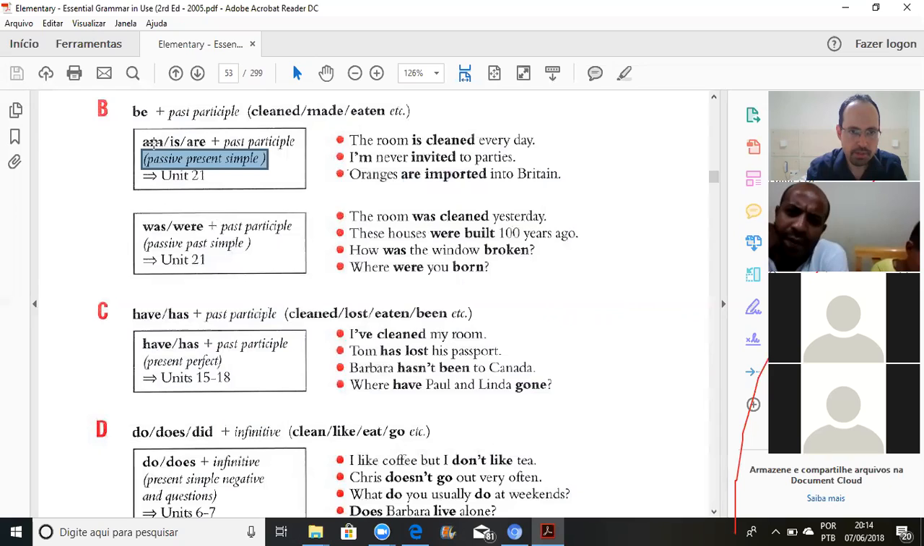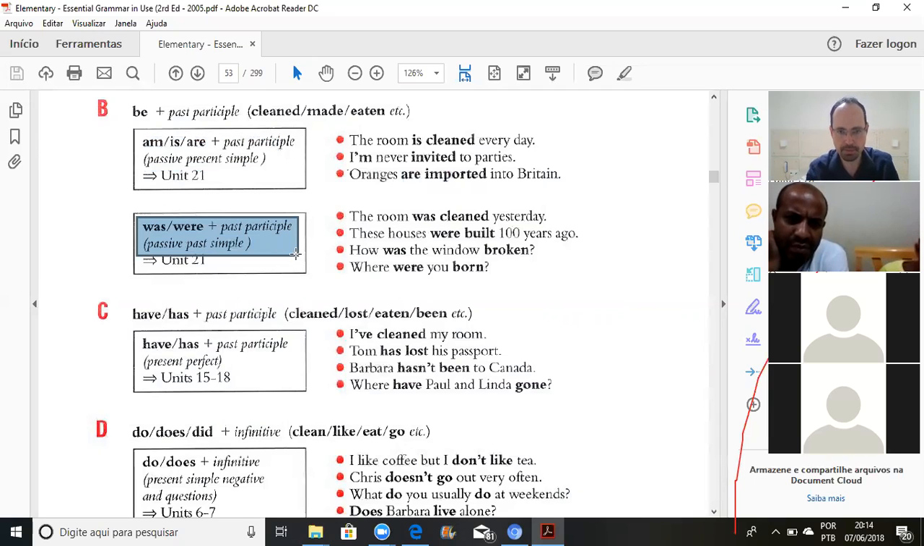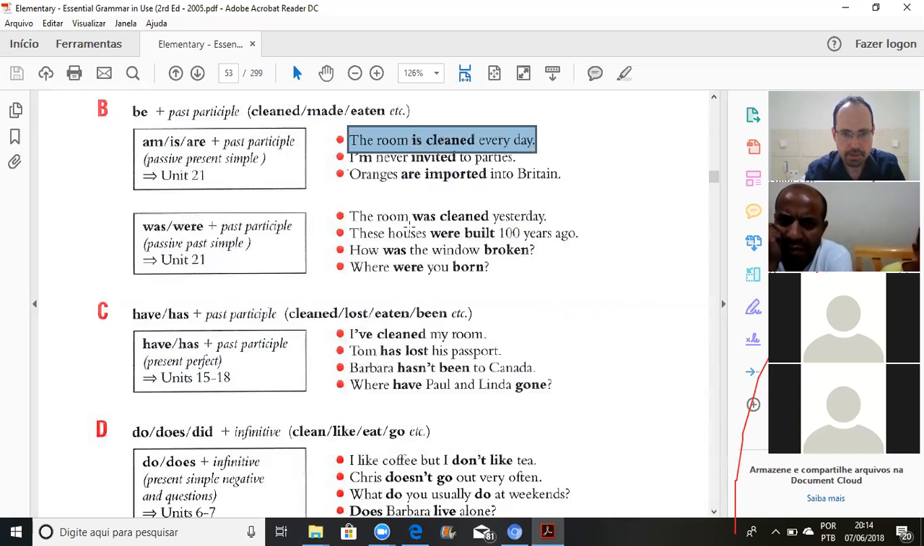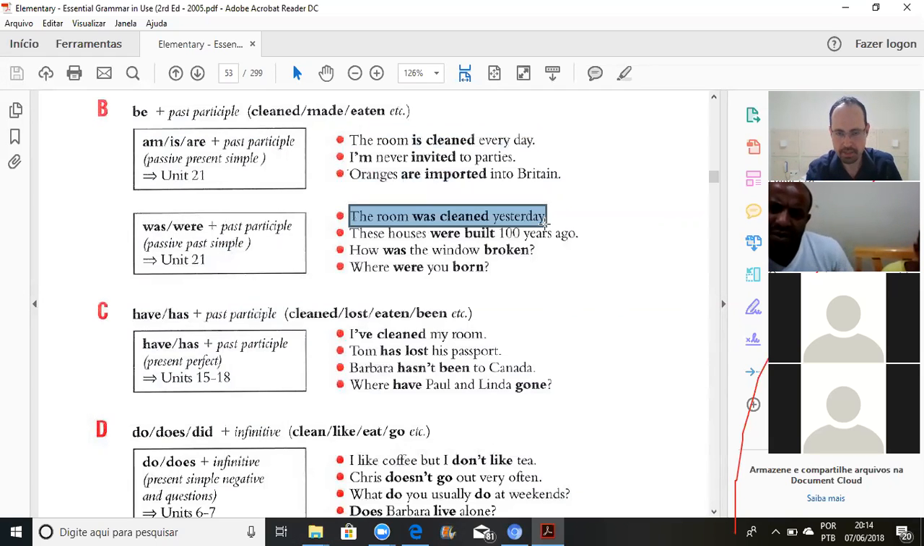Okay. We can use it in the present, okay? Passive present simple, or in the past, passive past simple. It's very similar, okay? Not too difficult to understand. If you can understand this sentence here, the room is cleaned every day, you can understand this one here. The room was cleaned yesterday.